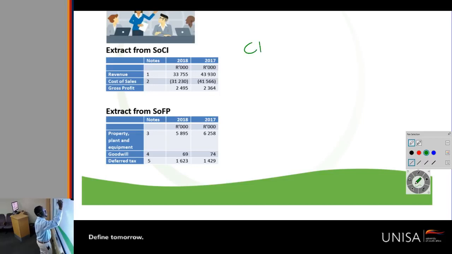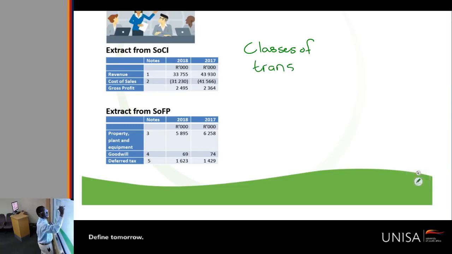We have our classes of transactions assertions. We have just discussed all of those now, so you know those 6. And then we also have our account balance assertions. There are 6 of those as well. It's not the same 6, but you know that by now.